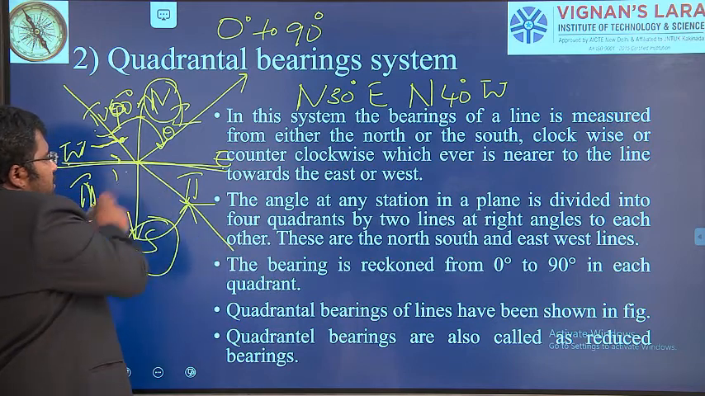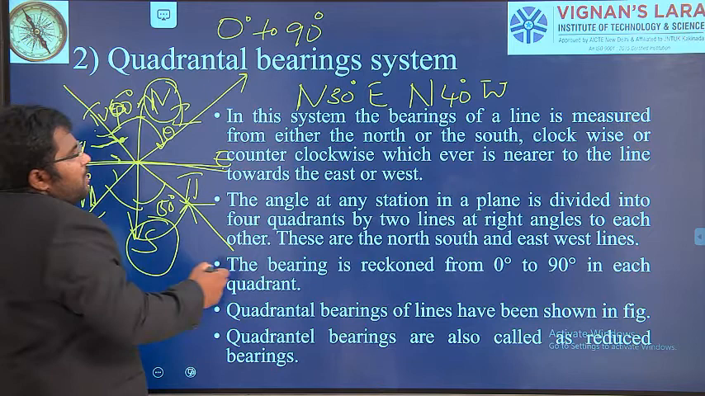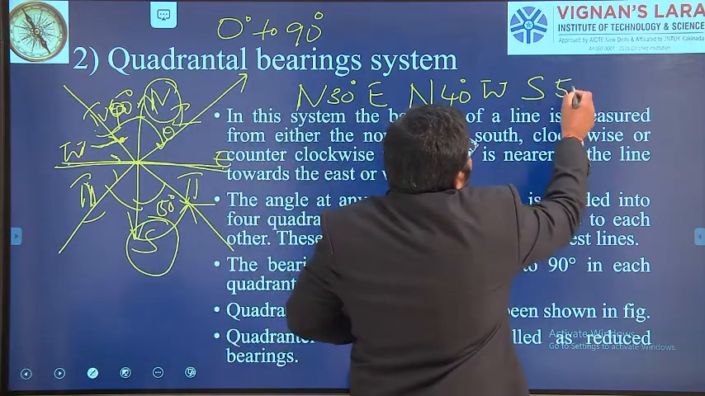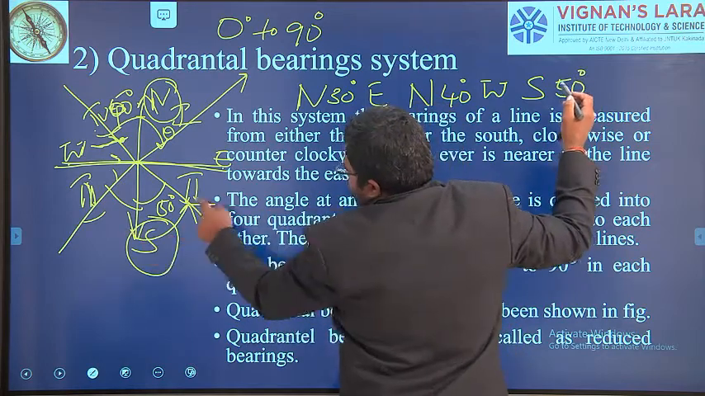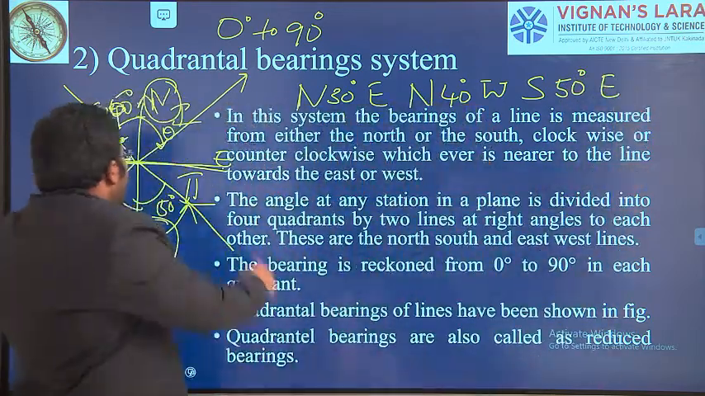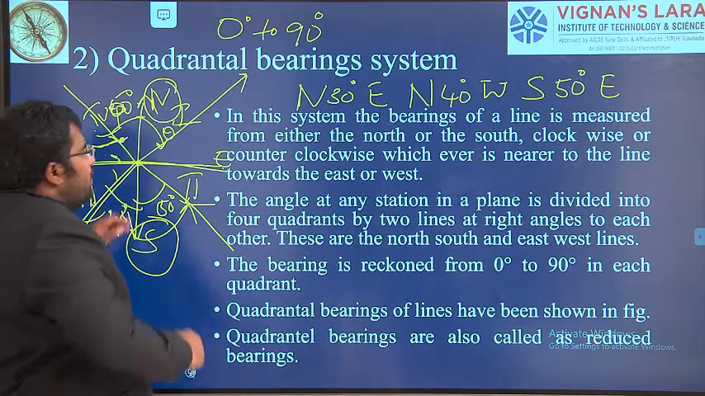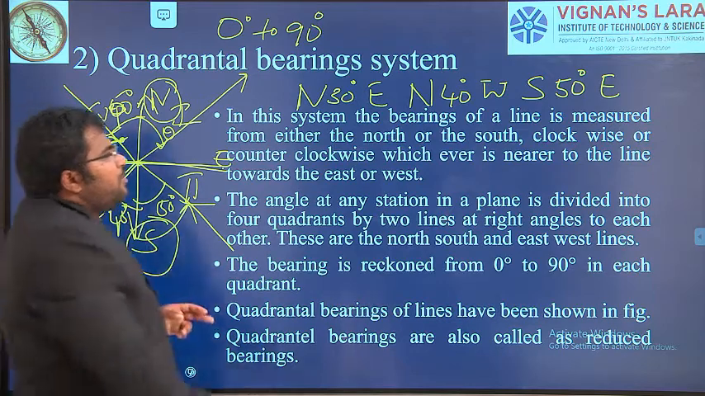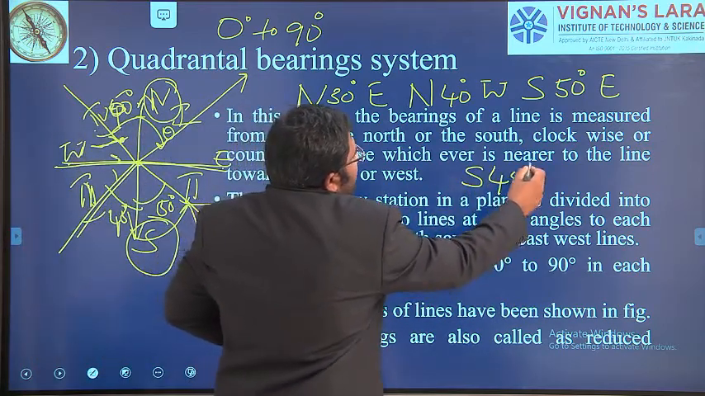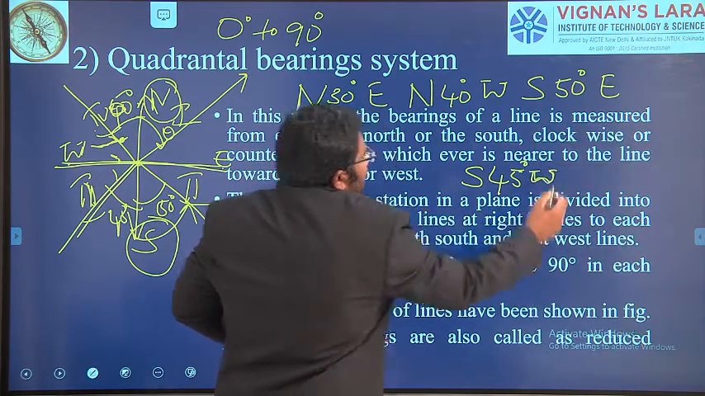Now coming to the other case, with respect to south. This is one, this is one. So from here it is 50. That's why that angle will be represented as south 50 degrees towards east. Now I have another line with an angle of 45 in the third quadrant. Now I am going to represent it as south 45 degrees west, in the west direction.